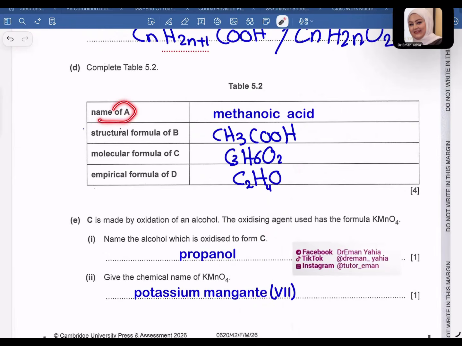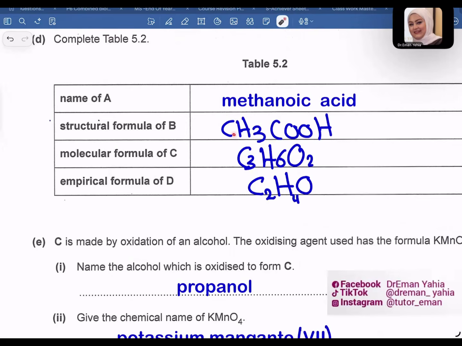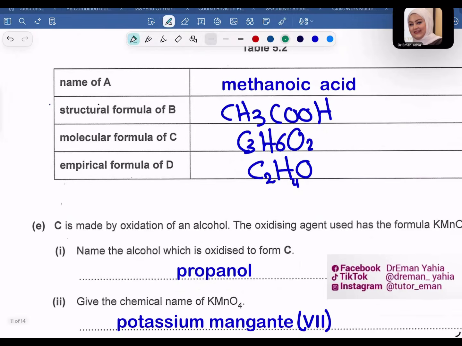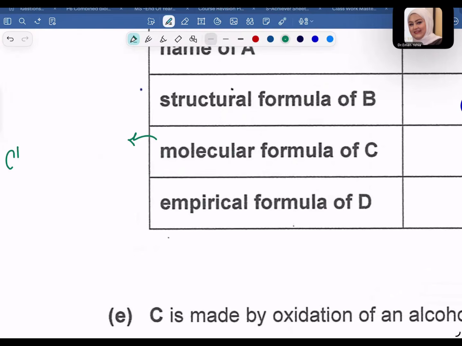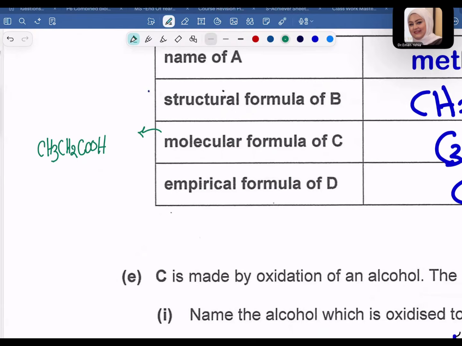Structure A is methanoic acid. For the structural formula, CH3COOH. This is the structural formula. And then the molecular formula, so total C, total H, and total O. For propanoic acid, 3 C's, 6 H and 2 O. This is the structural formula: CH3, CH2, COOH. This is propionic acid, so C3H6O2.